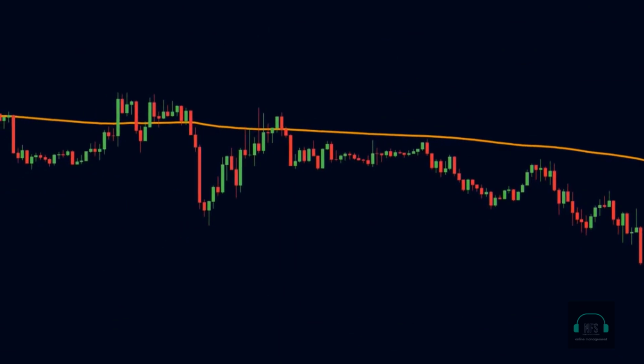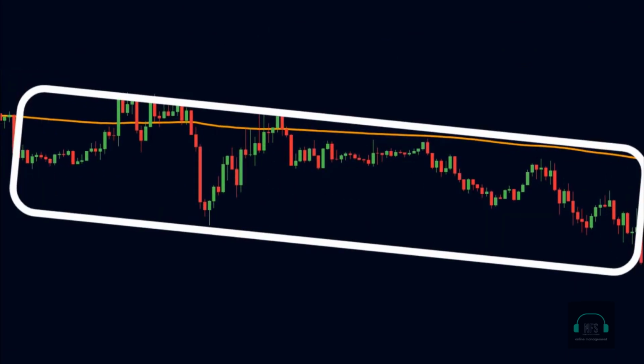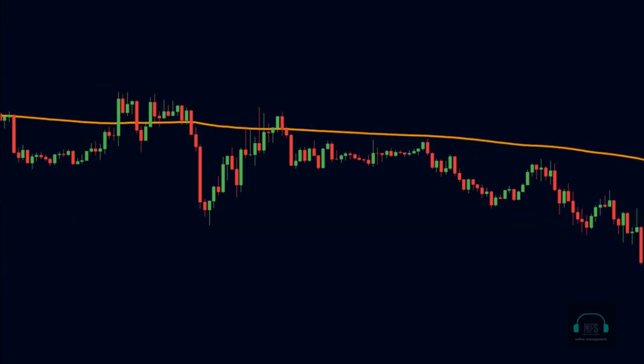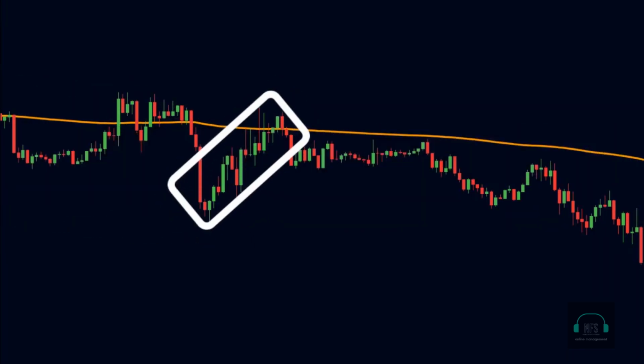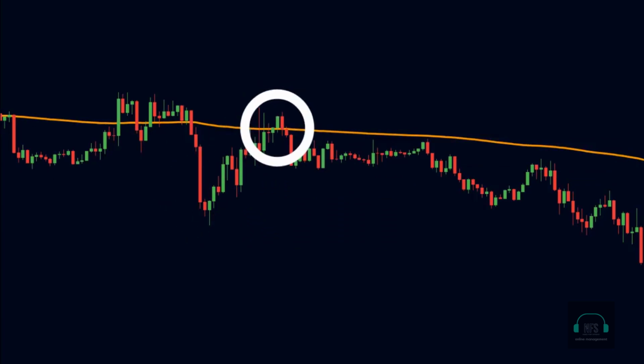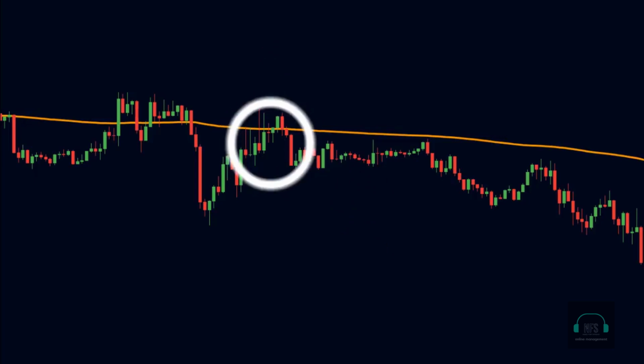Here is a sell trade. We see that the price was trading below the 200 EMA. We will look for selling opportunities only. Here the price makes a pullback and touches the 200 EMA. The 200 EMA can provide resistance to the price, and the price might make a down move. So, we would like to place a short trade here.